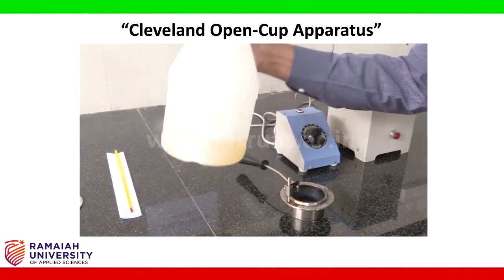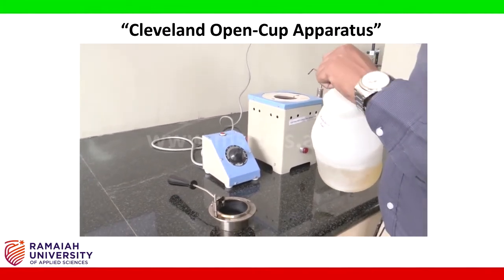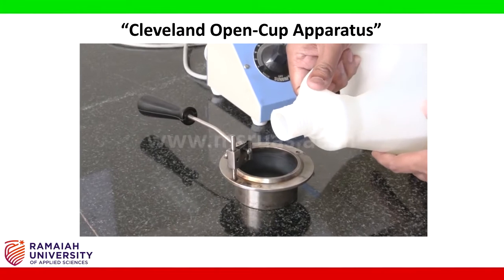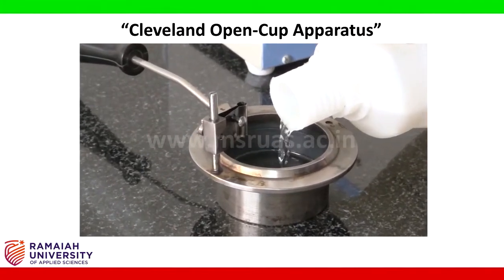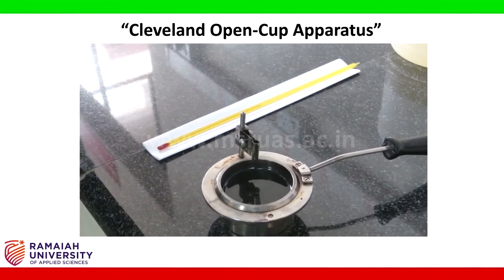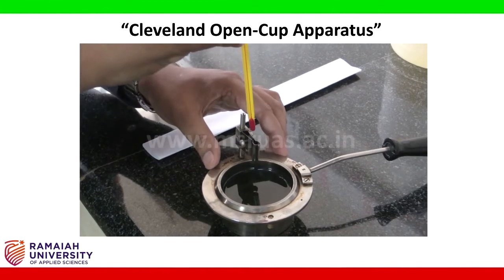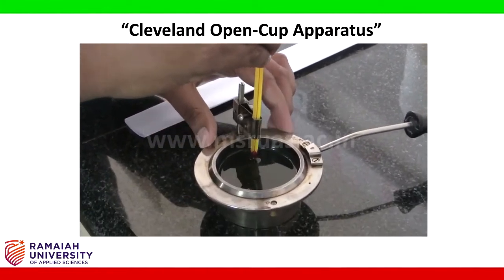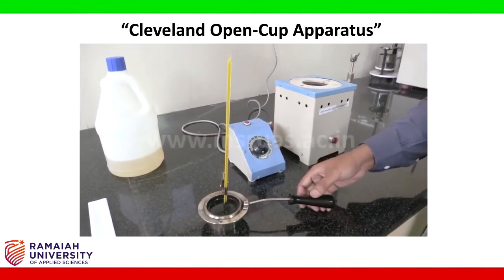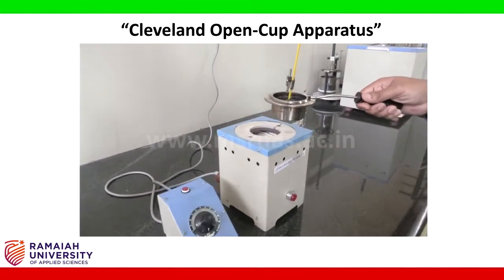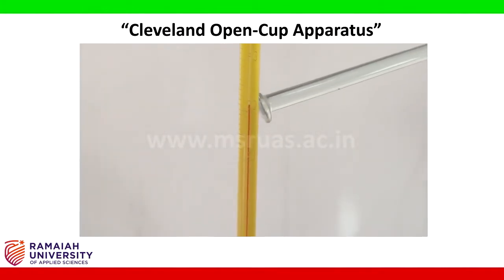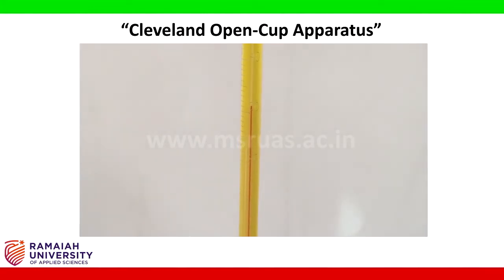Now let us start the experiment by filling the kerosene into the cup up to the mark. Let us take the kerosene and fill it up to the mark in the cup. After filling the cup, let us place the thermometer in the thermometer holder. Little care has to be taken that the bulb of the thermometer does not touch the base of the cup. After positioning the thermometer, let us place the cup onto the heating element. Now you can see the fuel is at room temperature, approximately around 30 degrees.